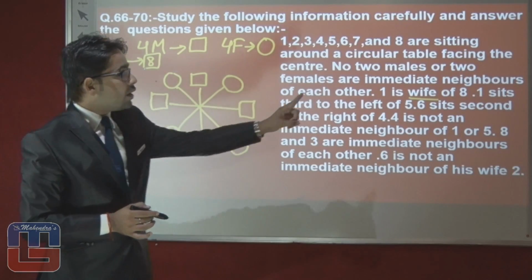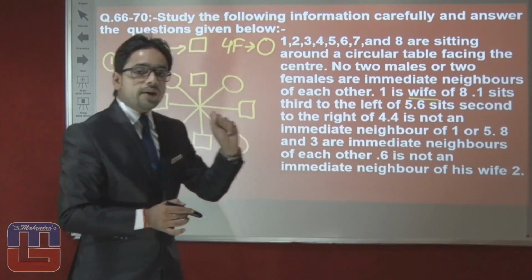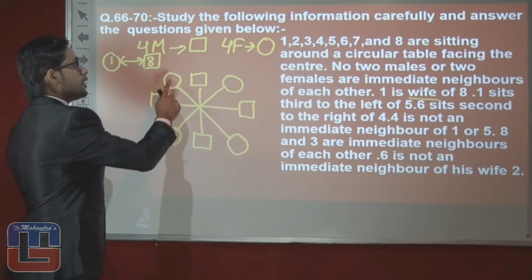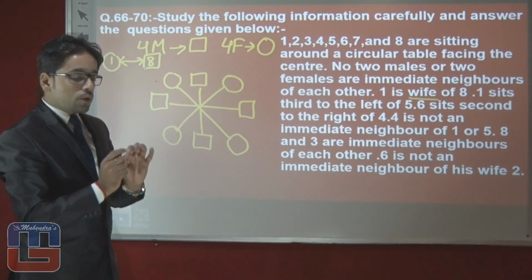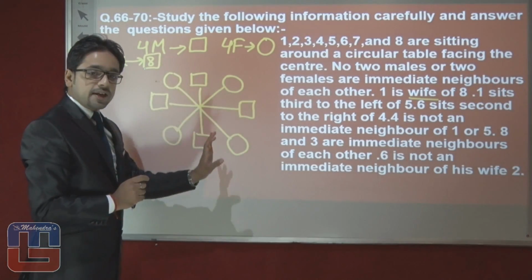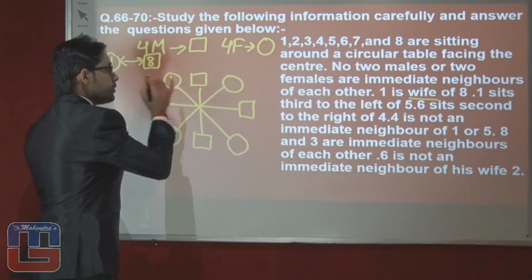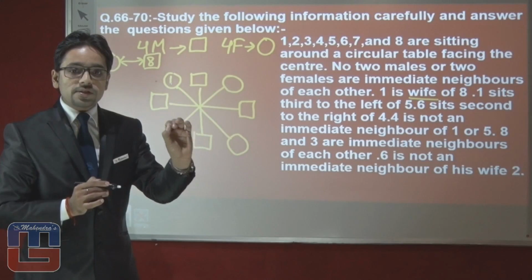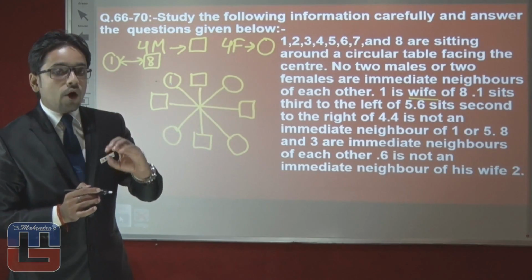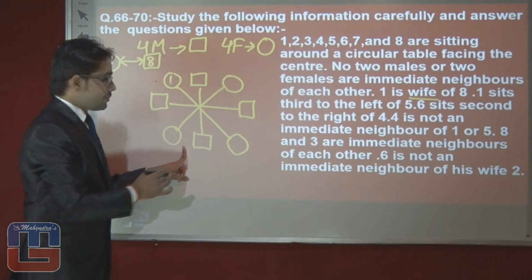The next statement says 1 sits third to the left of 5. 1 is a female. We can put it over here, here, here and here. Wherever you want to put 1, you can put it easily. There is nothing to worry about. We are putting it here. As per the condition, 1 sits third to the left of 5, or we can say that 5 sits third to the right of 1.